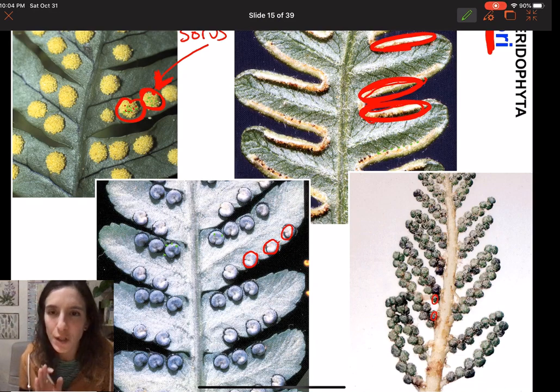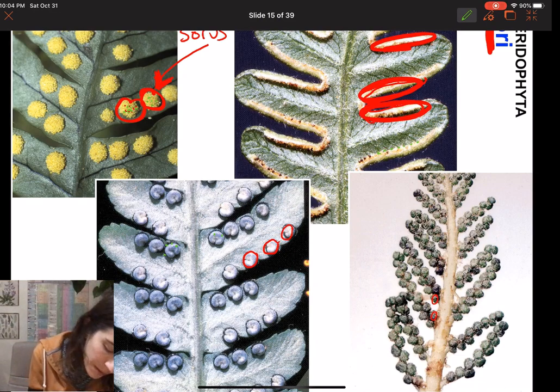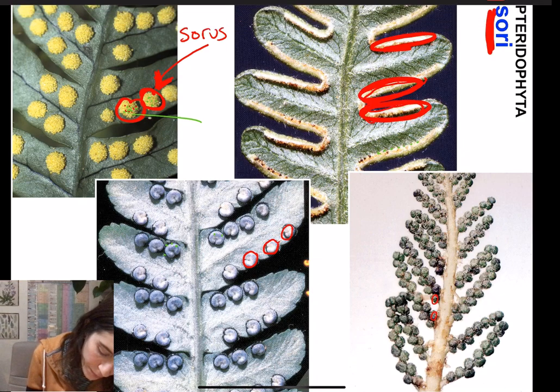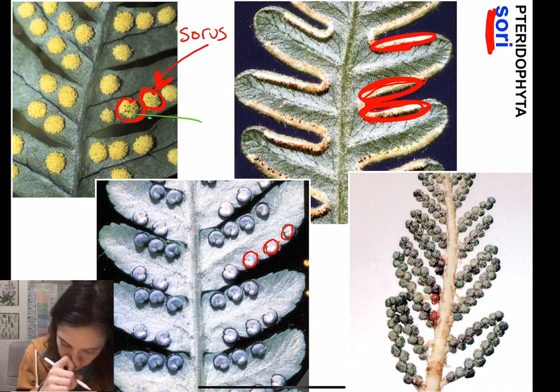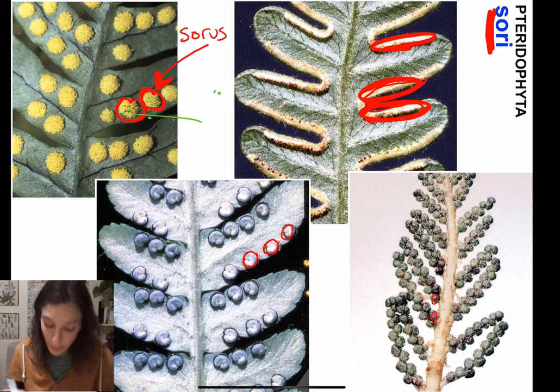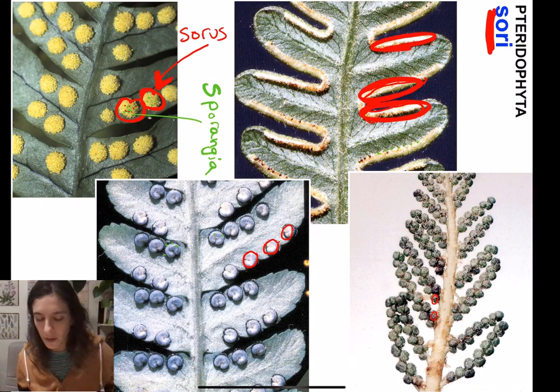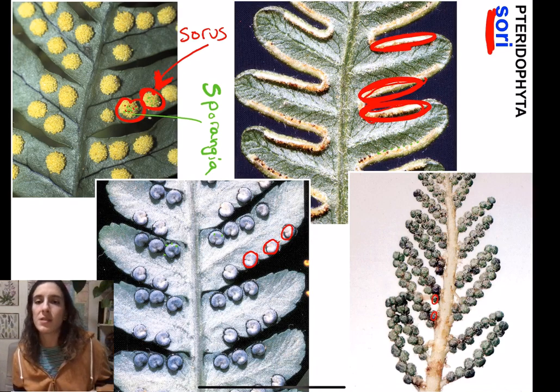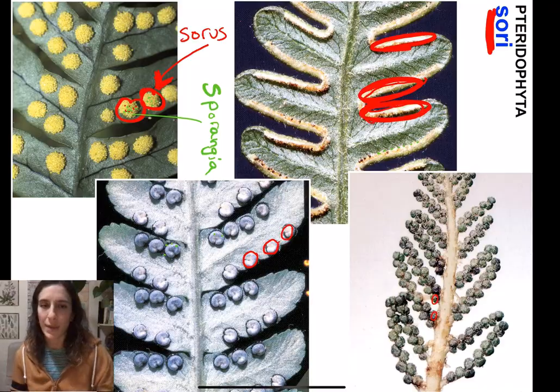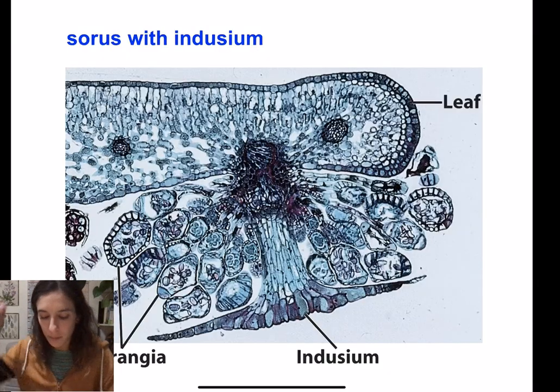We would have to use a microscope to see them. But I'm going to label them anyway just so that we associate them with this term sorus, because a sorus is a cluster of sporangia. So a sorus is like dozens and dozens of sporangia. And that's why we can't see them in this picture. They're too small. So here we go.